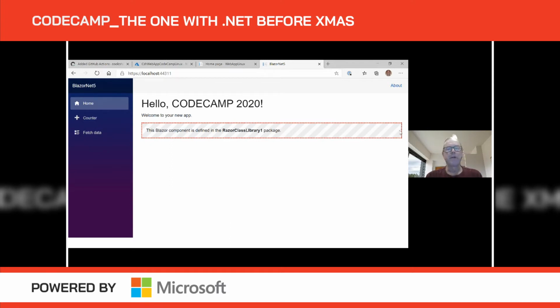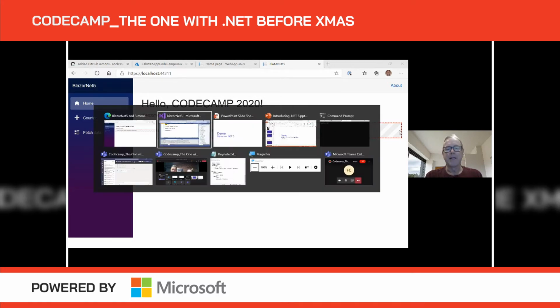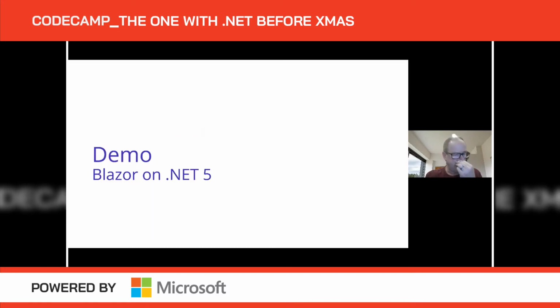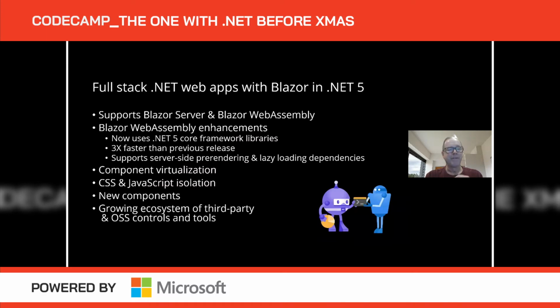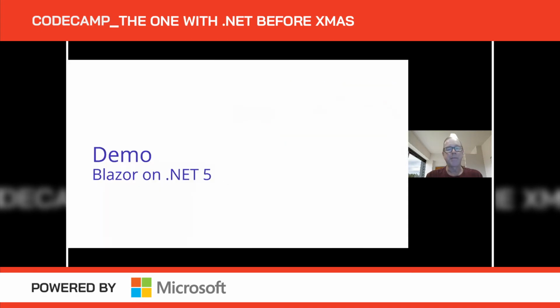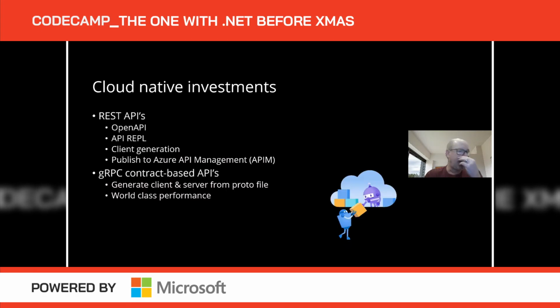So just to go back and highlight a bunch of cool stuff here. You saw the component virtualization, lots of rows. You saw the pre-rendering, super fast. You saw the CSS and JavaScript isolation, and I showed you that awesome auto updating as you change the application. So with that, let's go and talk about cloud native for a little bit.